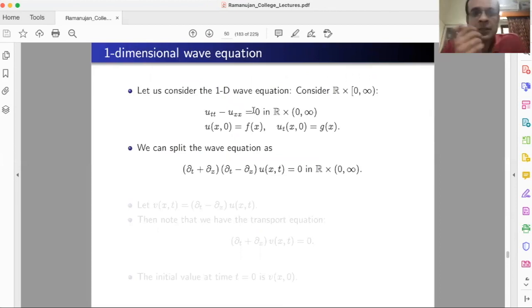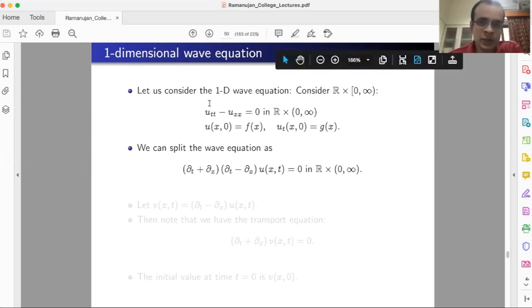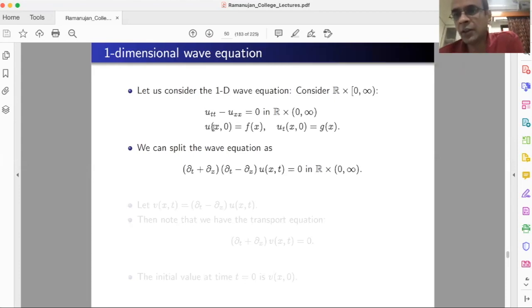Okay. So now let's consider the one-dimensional wave equation. So I consider R cross (0, infinity), and then I consider u_tt minus u_xx is equal to 0 in R cross (0, infinity). But because there are two derivatives involved in time, I specify an initial value as well as an initial velocity, which is u_t. Now, because this is a one-dimensional case, by one dimension I mean the space dimension is 1. Okay. So that's the space dimension we consider. This time is the evolution.